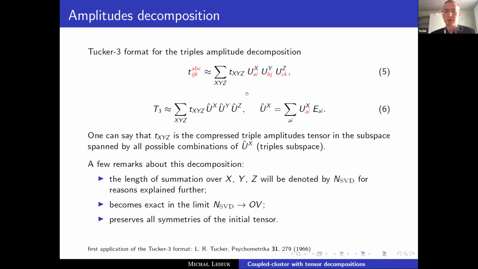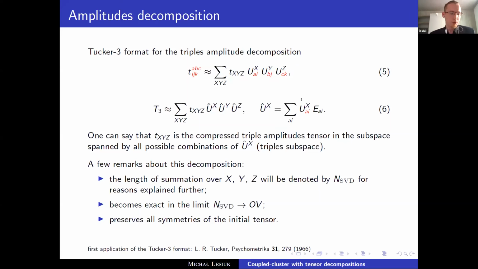In the present case of T3 amplitudes, I use something that is called Tucker decomposition. So as you see in equation 5, the tensor is written as this kind of projection onto a certain subspace spanned by these U vectors. So you can say that this central tensor Txyz is in a sense the compressed triple excitation amplitude tensor in a space spanned by all possible combinations of the U vectors.